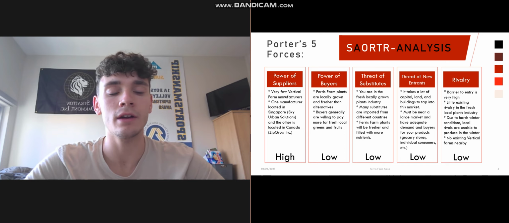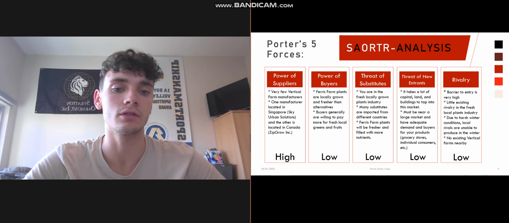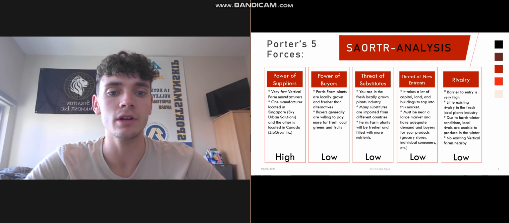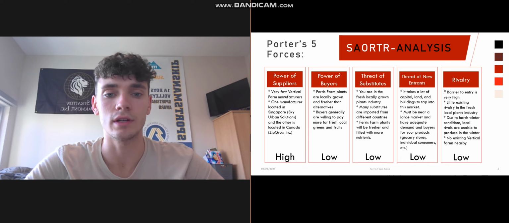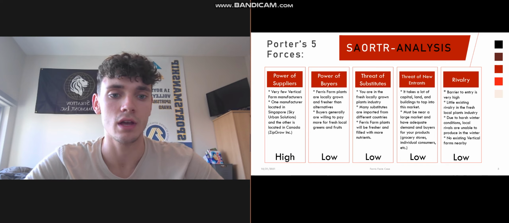The power of buyers is low because Ferris Farm plants are locally grown and fresher than alternatives. Therefore, buyers generally are willing to pay more for fresh local greens and fruits. The threat of substitutes as well is low because you're in the fresh, locally grown plants industry, and many substitutes are imported from different countries. Ferris Farm plants will be fresher and filled with more nutrients.